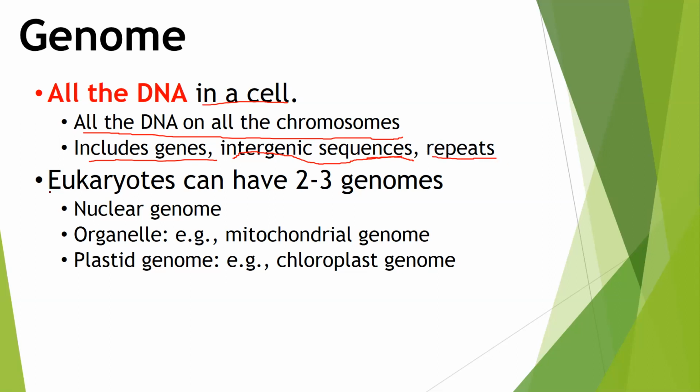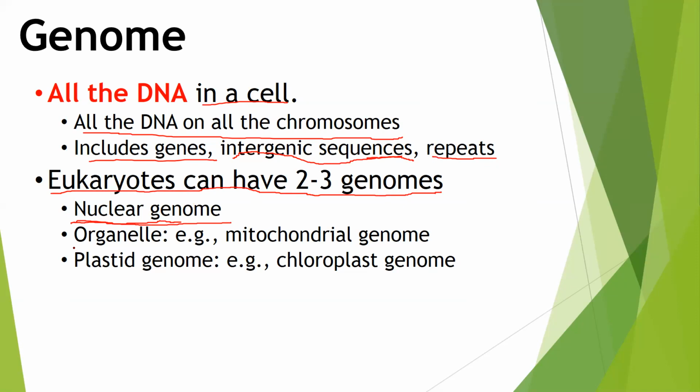So in eukaryotes, each cell may have two or three sets of genomes. The major genome will be the nuclear genome, right? Within the nucleus, that's the major DNA content. For example, in humans, the 46 chromosomes, 23 pairs, are the major genome.